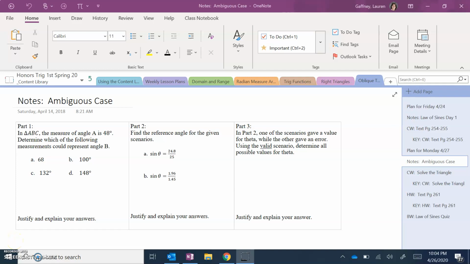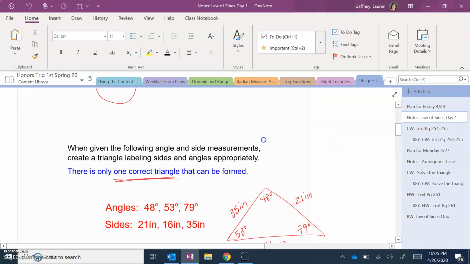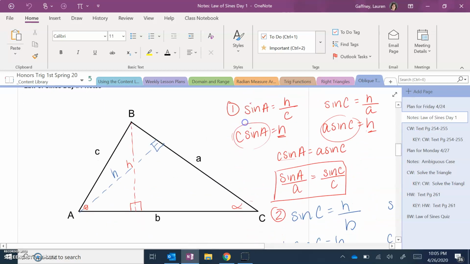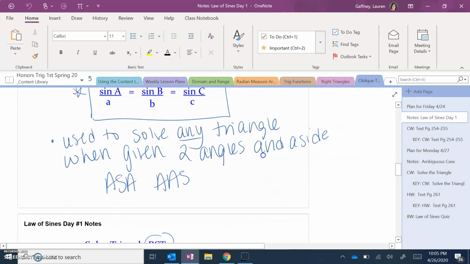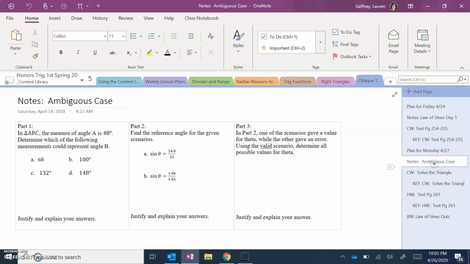Hi guys, this lesson is still involved with law of sines, but now we're going to take it a little bit further to something we call the ambiguous case. If you recall from the video from last Friday and over the weekend, I had said that we use the law of sines when we have two angles and a side, so the ASA case or the AAS case. What we're going to look at today is a little bit different. We're going to build on that.